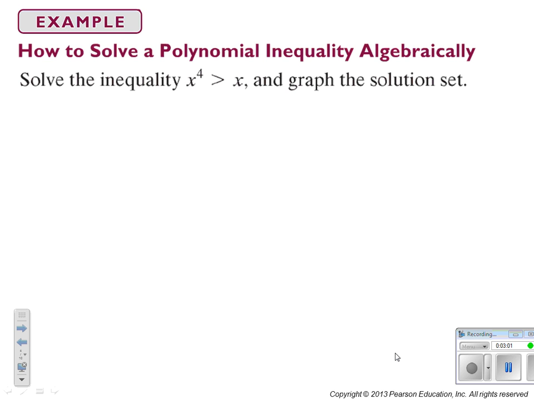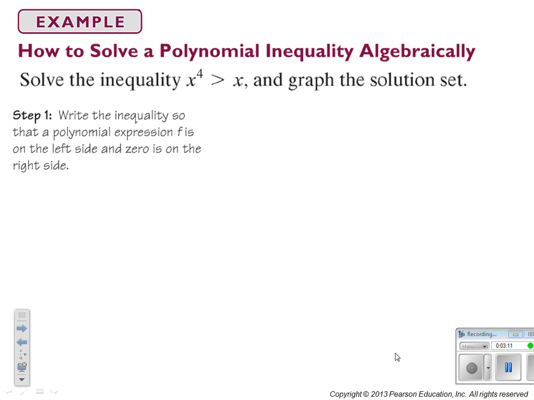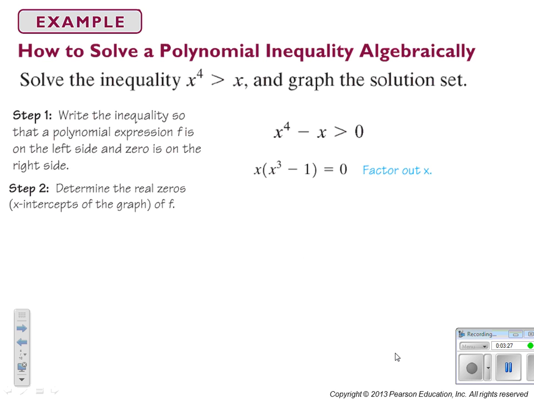All right, so if we had to solve where x to the 4th is greater than x, we definitely want to put 0 on one side and everything else on the other. So we subtract x from both sides. Then let's go ahead and figure out the zeros. For me, I would factor this: factor out an x, and then x cubed minus 1 is the other factor.